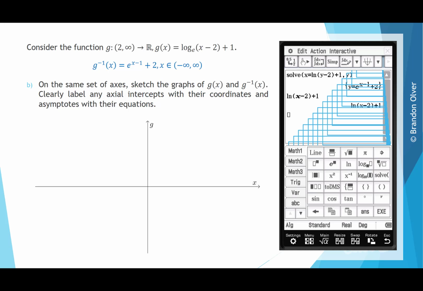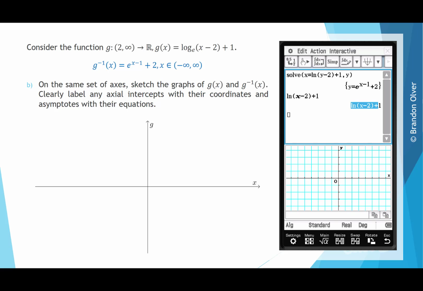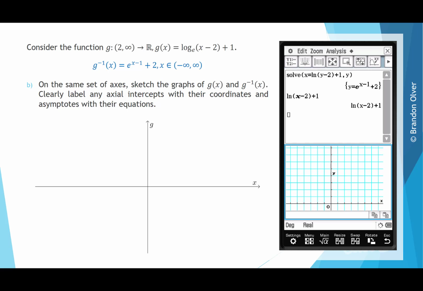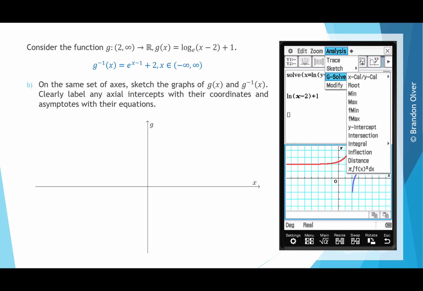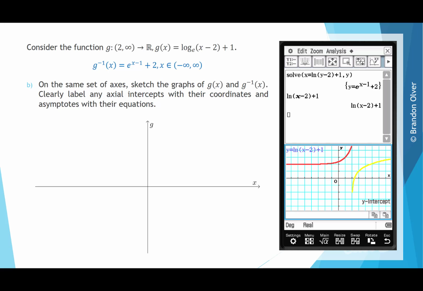So clicking on the graph icon, we can now drag the original function in, which was log e of x minus 2 plus 1, and that's that graph there. And we can also drag in the e to the power of x minus 1 plus 2, which is its inverse. And you can see that it's a reflection over the line y equals x. We can also use the calculator to help us find the intercepts of these graphs. So if we go analysis, gsolve, y-intercept to start with, we need to press the up arrow to select the other graph or the inverse graph, and hitting execute will give us the y-intercept.